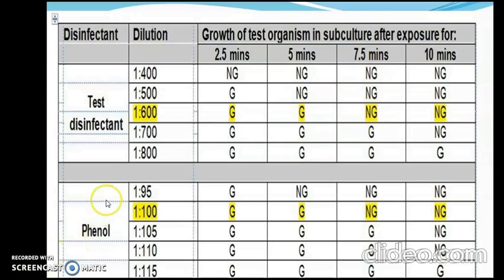That is, the disinfectant becomes effective only at the 7.5 minute exposure of the organism. Similarly, we can take the dilution of the phenol, that is 1:100. Here we can see that no growth is obtained at 7.5 minutes at 1:100 dilution. So by taking these two scenarios as examples, let's see how we can calculate the phenol coefficient of this particular test disinfectant.